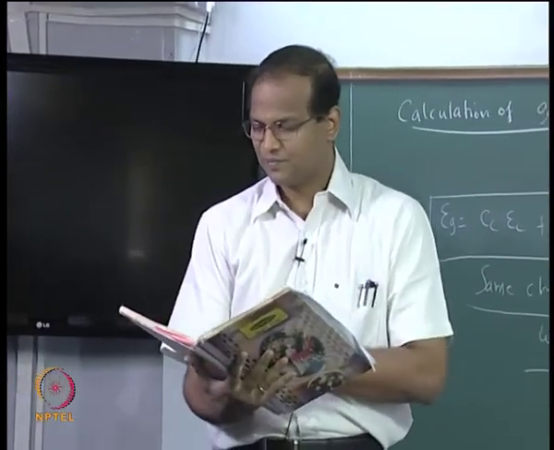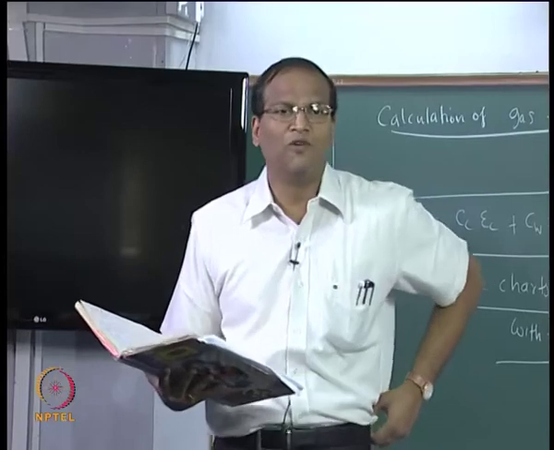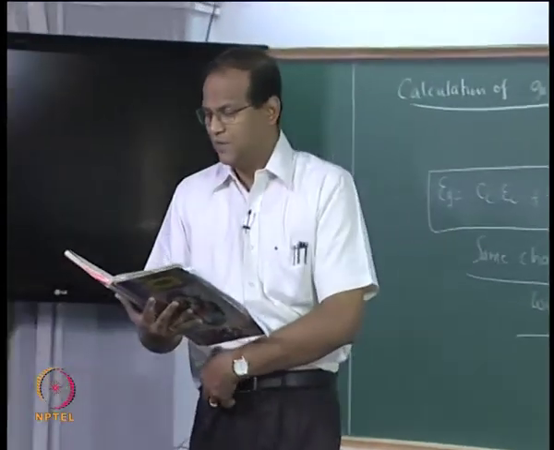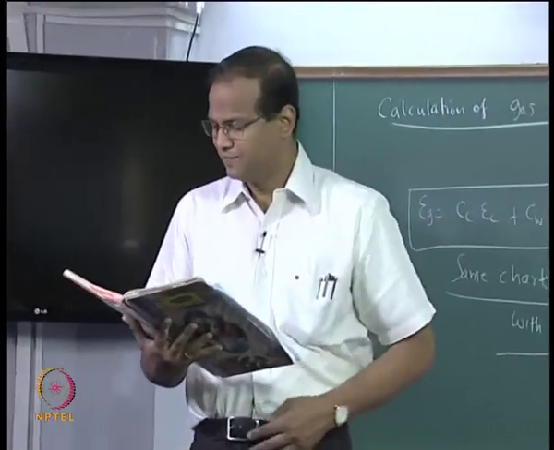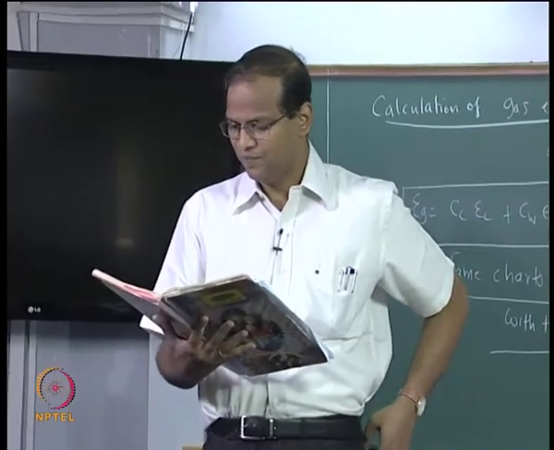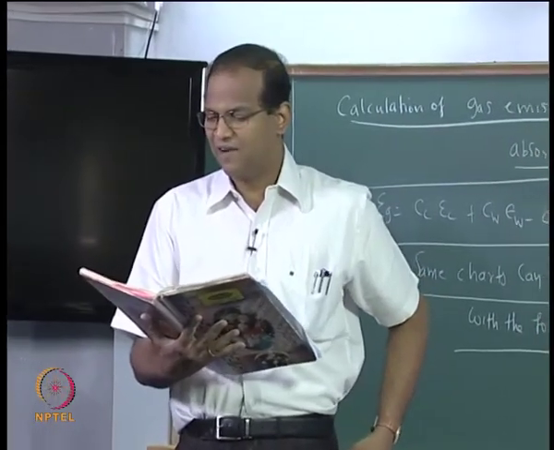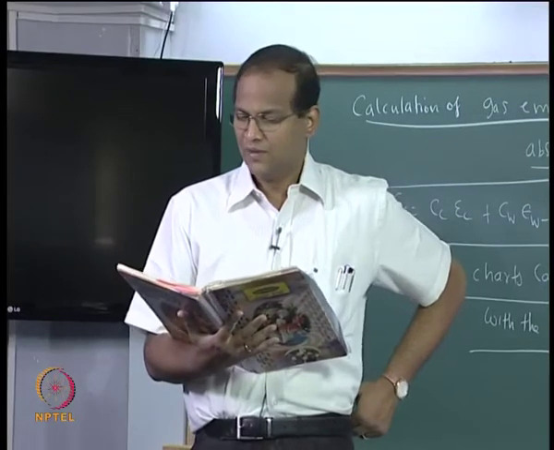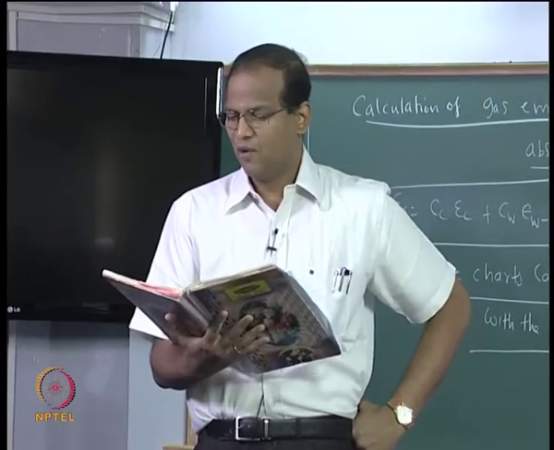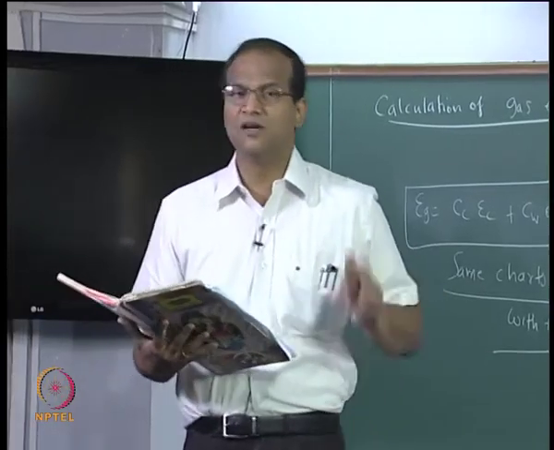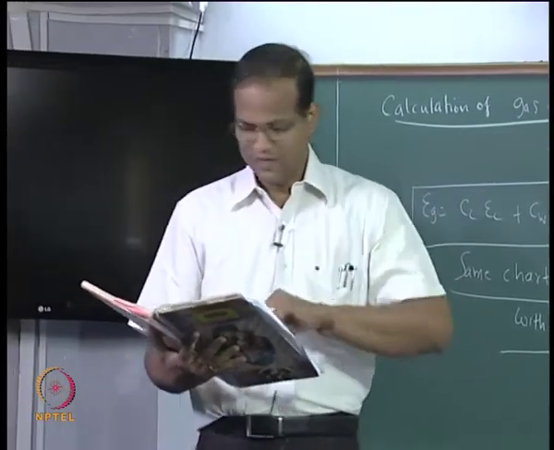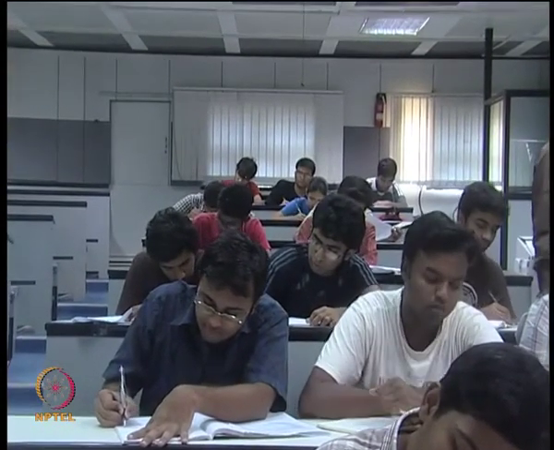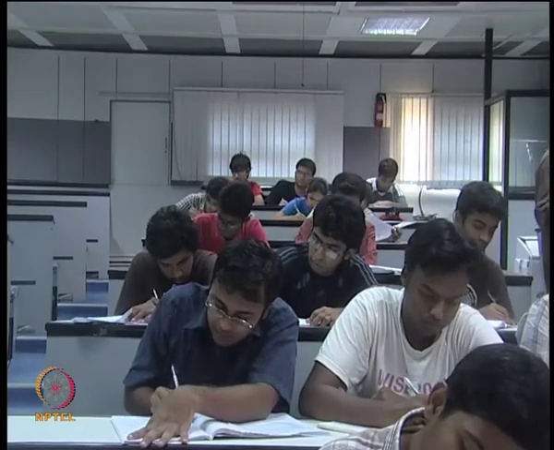Problem number 41, hopefully the last problem for radiation. A furnace having a spherical cavity of 0.5 meters diameter contains a gas mixture at 2 atmosphere and 1400 Kelvin.